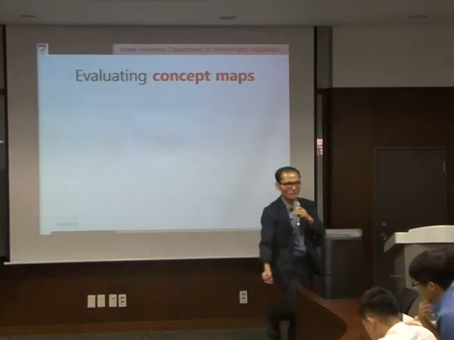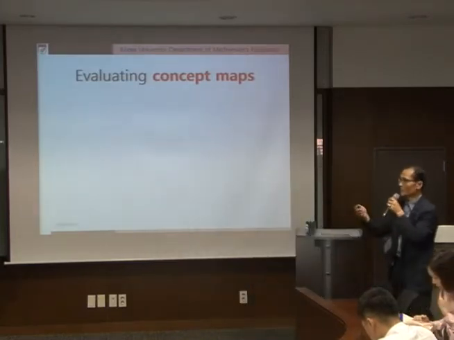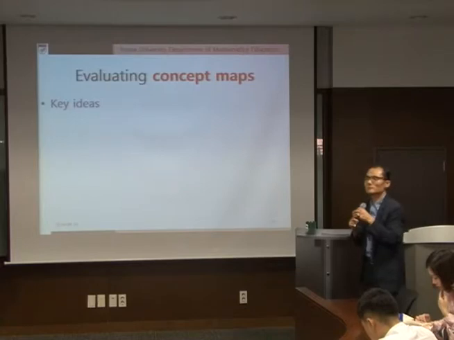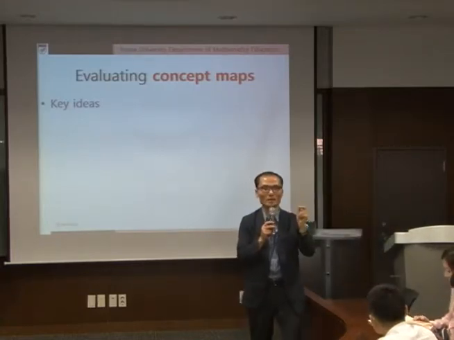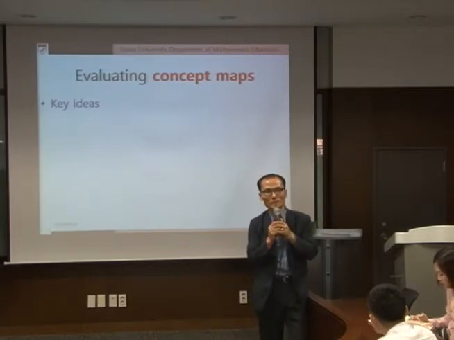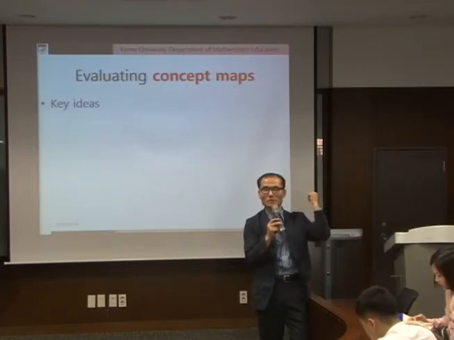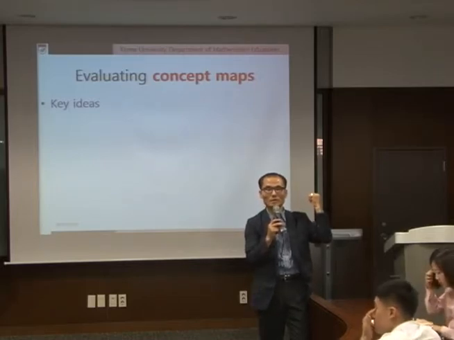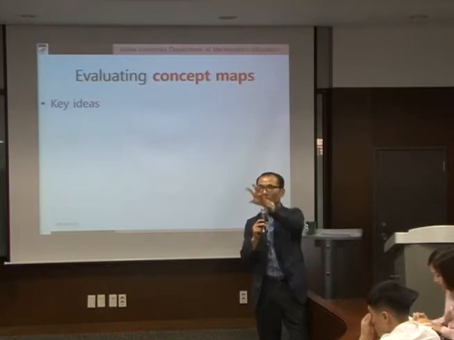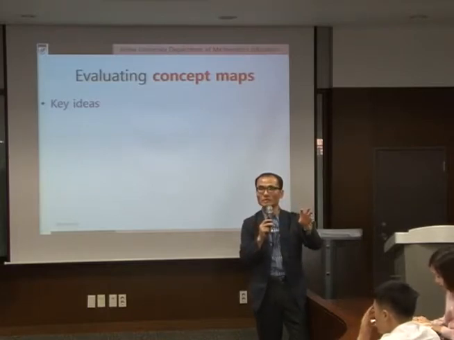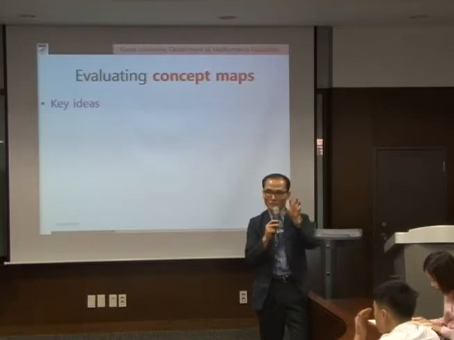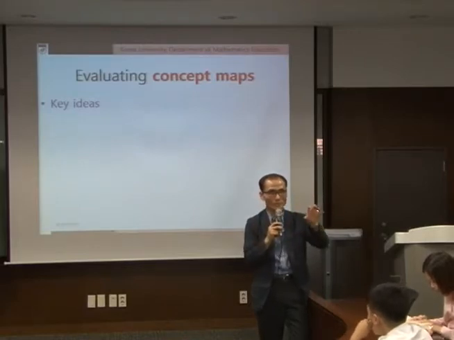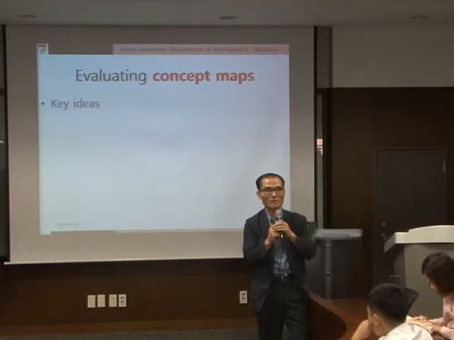So I'm going to evaluate conceptual mapping based on these four topics. First of all, under the topic, key ideas were selected appropriately, right? For instance, based on the three examples, they clearly select the key idea. For instance, in real analysis, they selected six key ideas, and under each idea, they draw connections as well as subtopics.